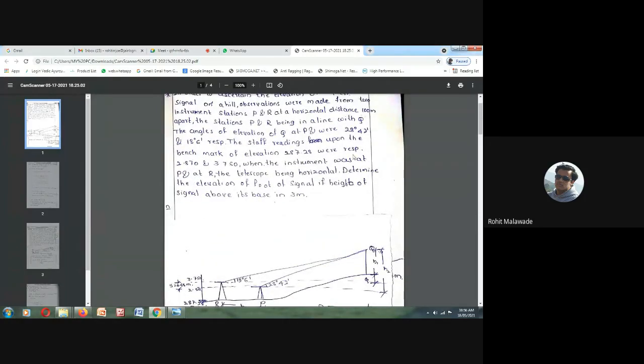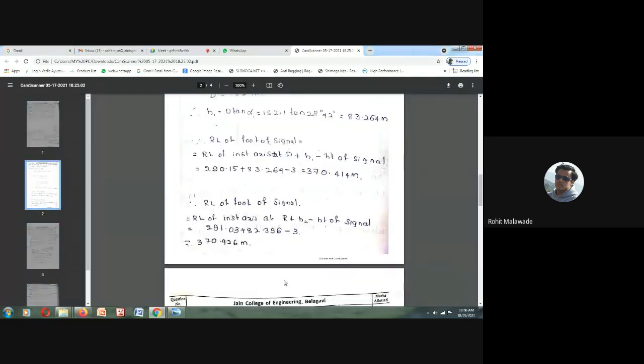When the instrument was at P and at R, the telescope being horizontal, determine the elevation of the foot of the height. If the signal is above the base, this height is 3 meter. So in order to measure this particular height Q, we want to determine it from P and R.